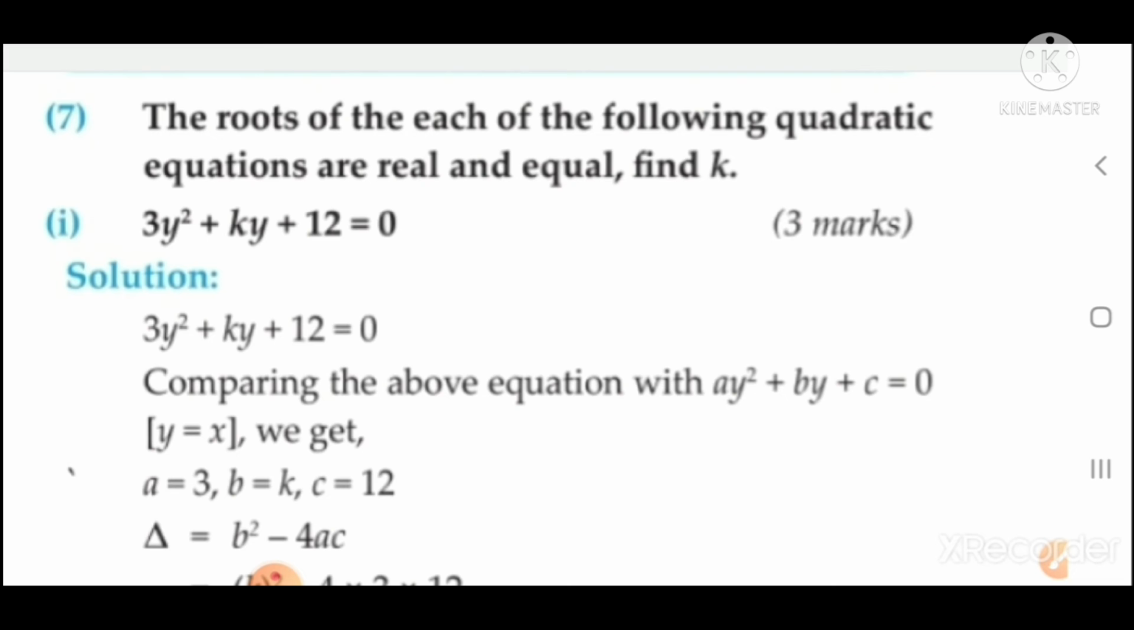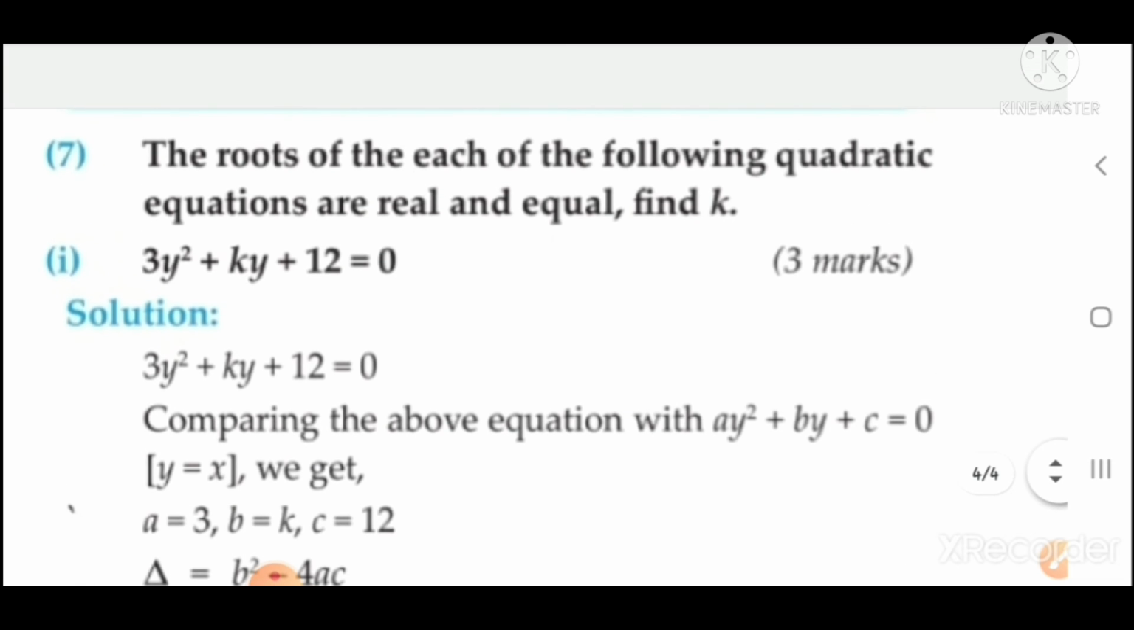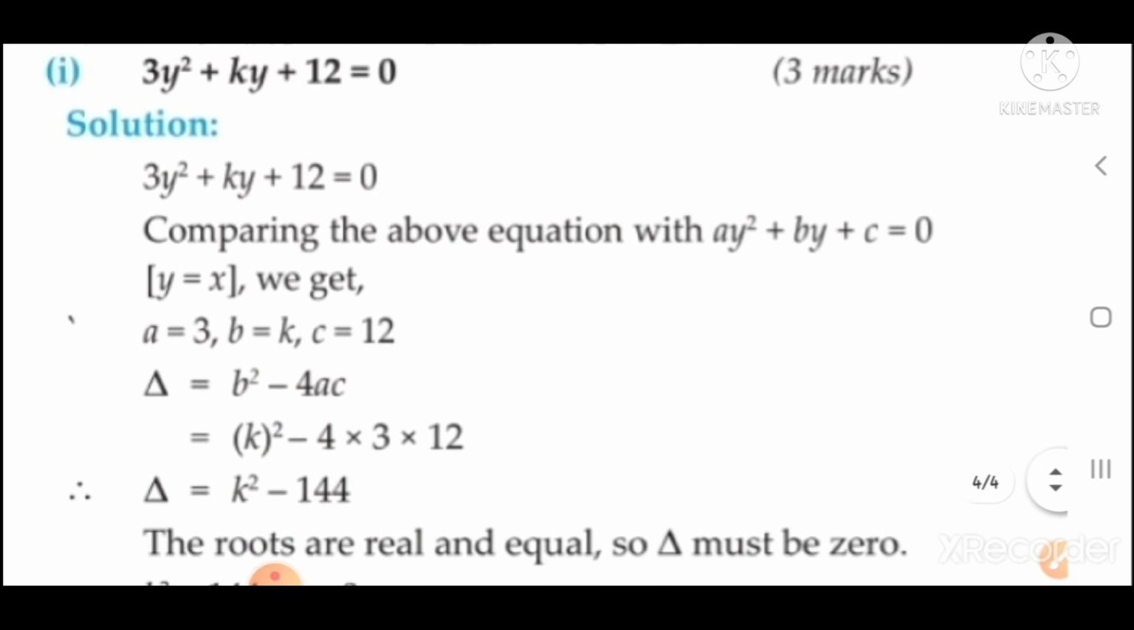So what you will do, first of all, you will write this equation and compare it with the standard form. Here instead of x they have used y, so I have written the standard form with y only, right? We know this. Now from this we get the value of a, that is 3, b is k, and c is 12. Now what is the formula of discriminant? Delta is equal to b square minus 4ac, right? So you have to use this formula. Why? Because we have to find the value of k, and with the help of this only you will get the value of k.